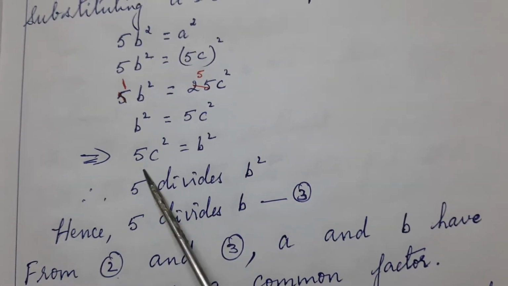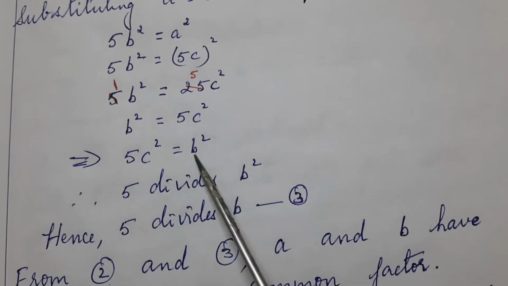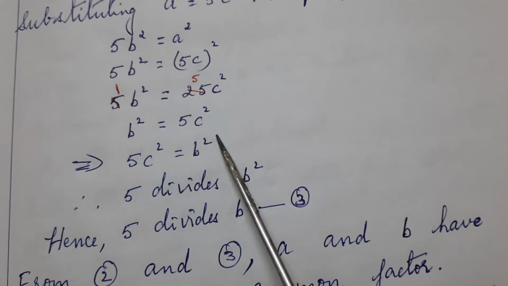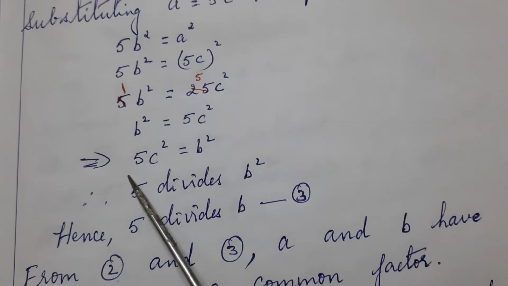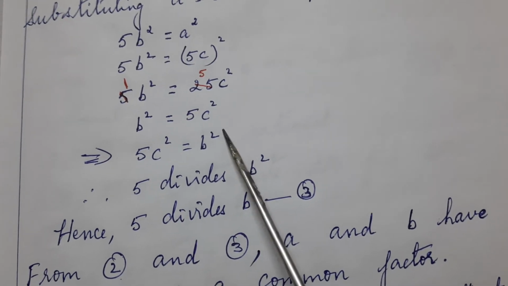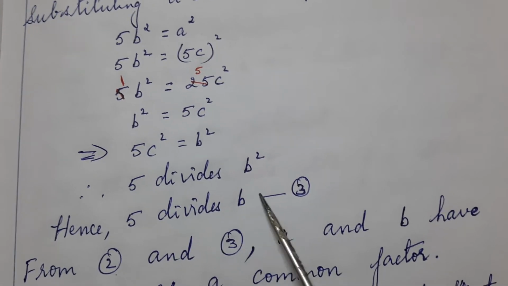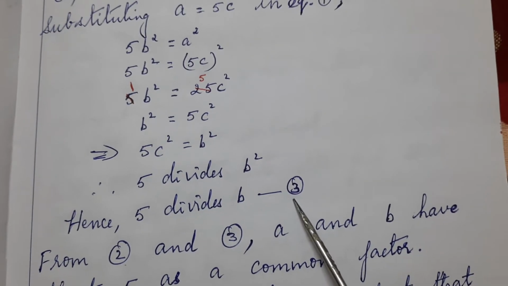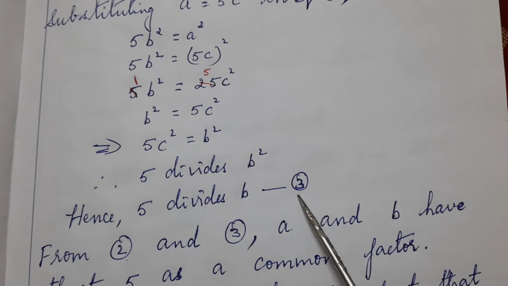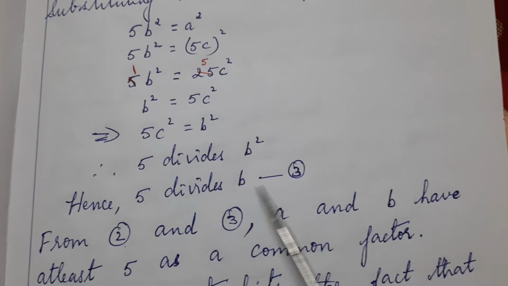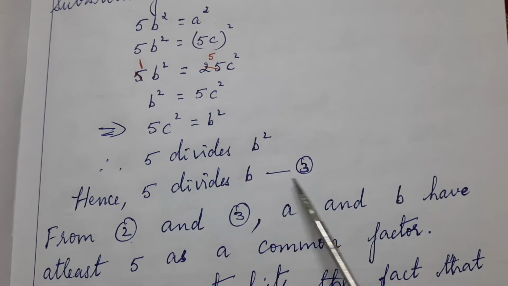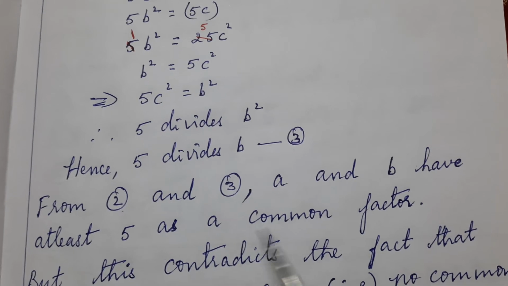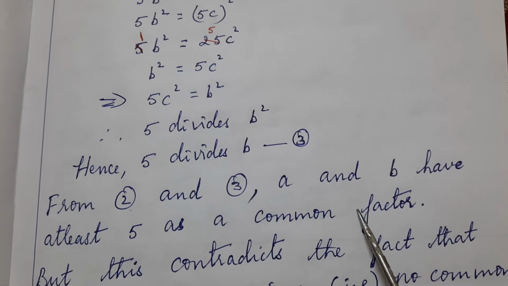Now I am just interchanging the places: 5c square is equal to b square. Now if I want c square, what is c square? b square by 5. So now 5 divides b square, that means 5 divides b. Take this as the third equation. Now from the second equation we found that 5 divides a, and from this equation we find 5 divides b. That means 5 is dividing both a and b. So from 2 and 3, a and b have at least 5 as a common factor.